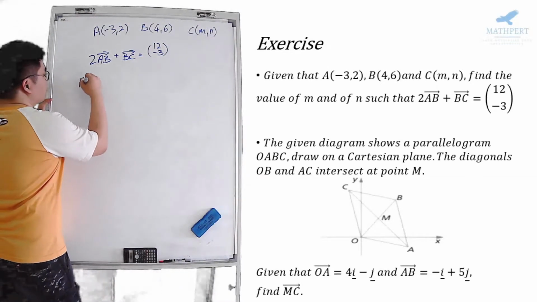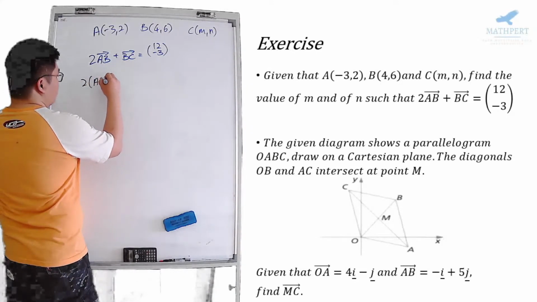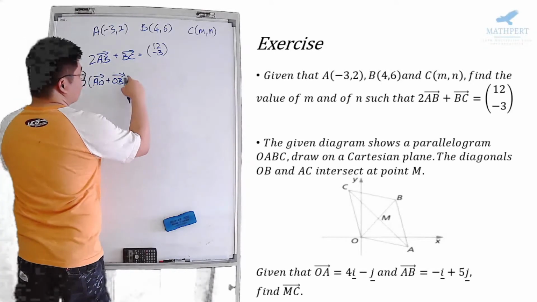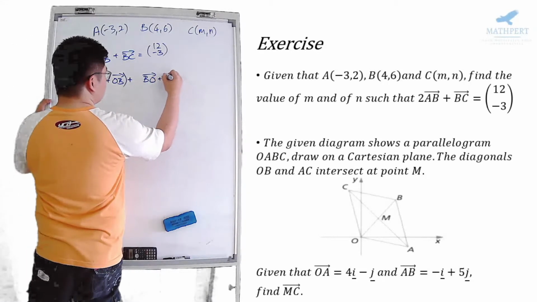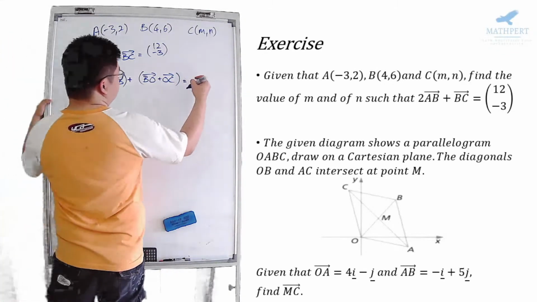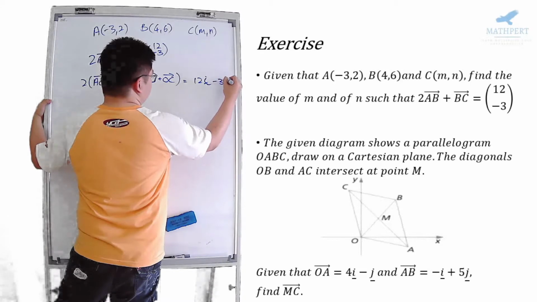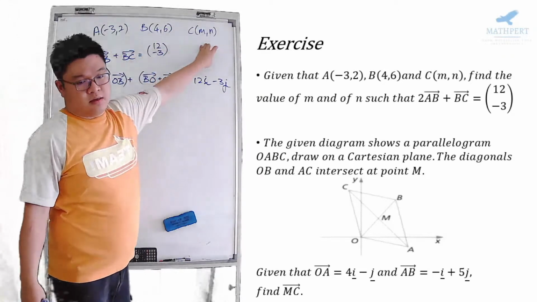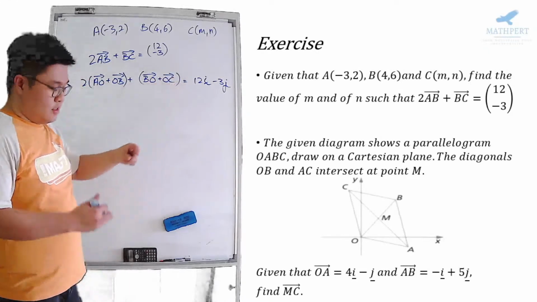So 2AB will be equal to 2 multiply AO plus OB, plus BC is equal to BO plus OC. Alright, so this is 12 and negative 3, which will be 12i minus 3j. Right? So we are given the coordinates of A, B, C, but we need AO, OB, BO, and OC. Okay?